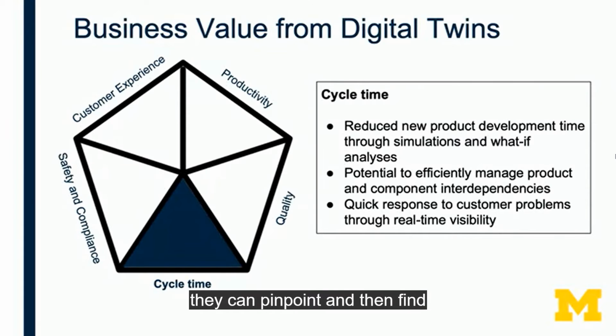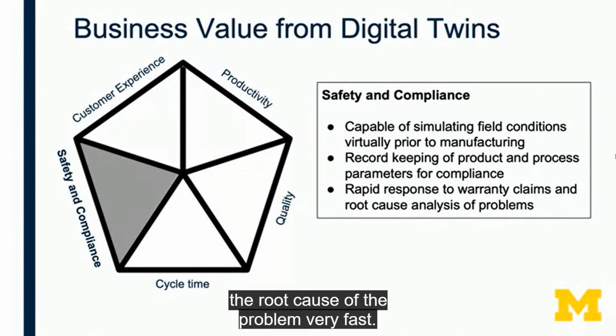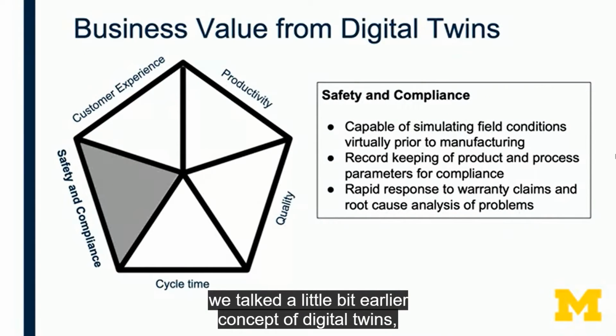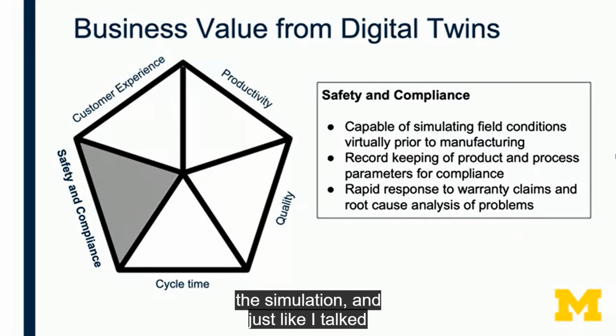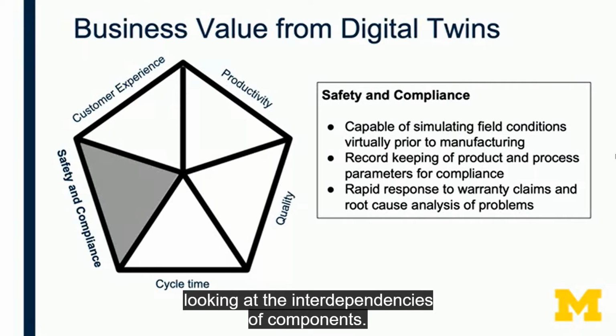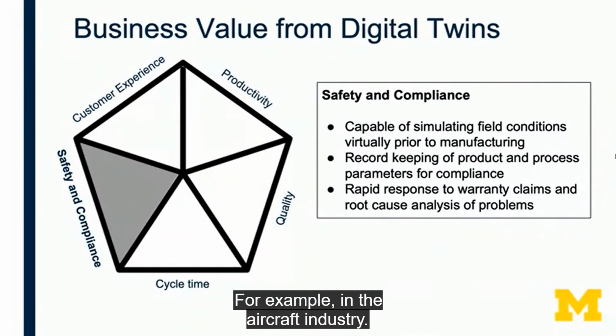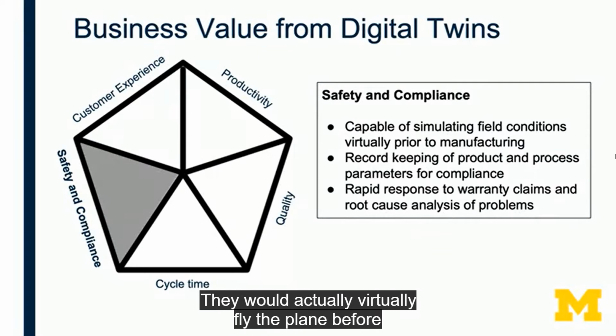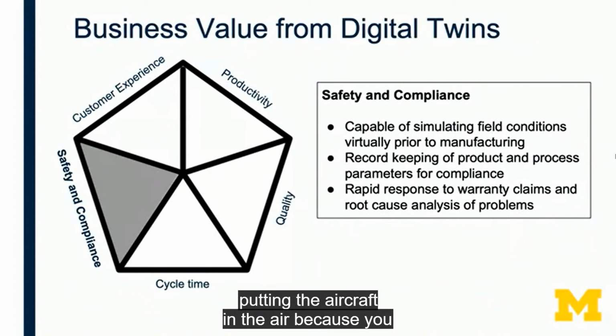very fast. On the safety and compliance, we talked a little bit earlier about the concept of digital twins, the simulation, just like I talked about quality benefits of looking at the interdependencies of components. For example, in the aircraft industry, they first simulate the plane. They would actually virtually fly the plane before putting a real aircraft in the air, because you can understand the safety reasons for that. There are also a lot of compliance requirements, right?